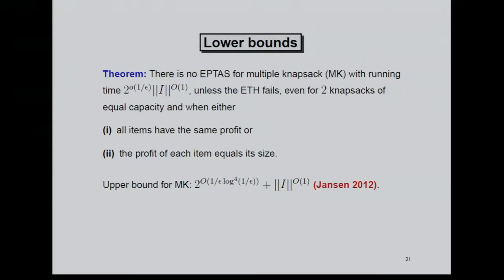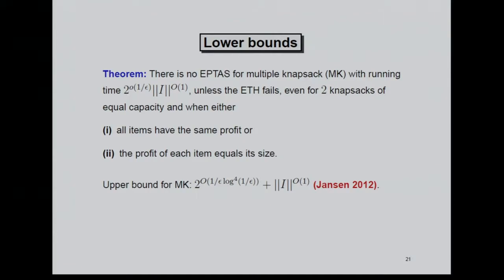And you can prove, on the other hand, that there's a lower bound, so there's no algorithm with such a running time where here is little o of 1 over epsilon. And that holds also for a special case where you have only two knapsacks of the same capacity, and either one of these two cases. A very simple case, the first one, all items have the same profit, so you want only to know the number of items that you can pack. And the other case is maximizing the overall size of the items.